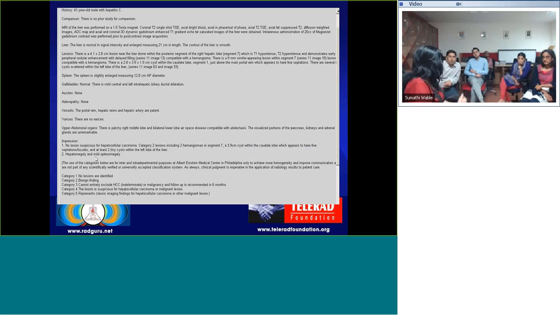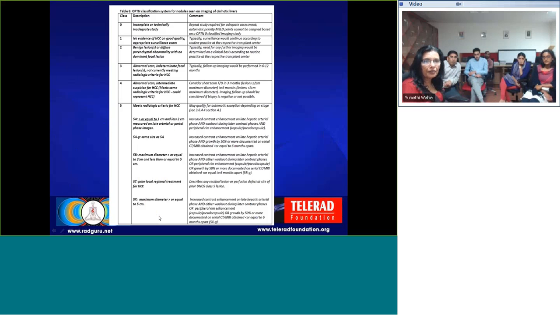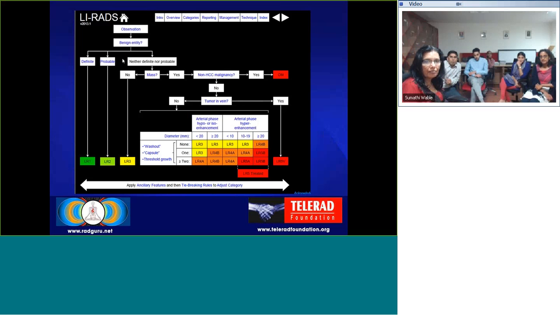Obviously, when you say category 3, you know that you have to follow that lesion and see what it is going to turn out to be. So the OPTN classification is somewhat similar. Everyone has come up with a categorization of liver lesions. So I'm just going to skip over. LI-RADS is devised by the American College of Radiology, just like BI-RADS for mammography, and this is what most people use, which is almost identical to what we had started using in 2008, 2009.